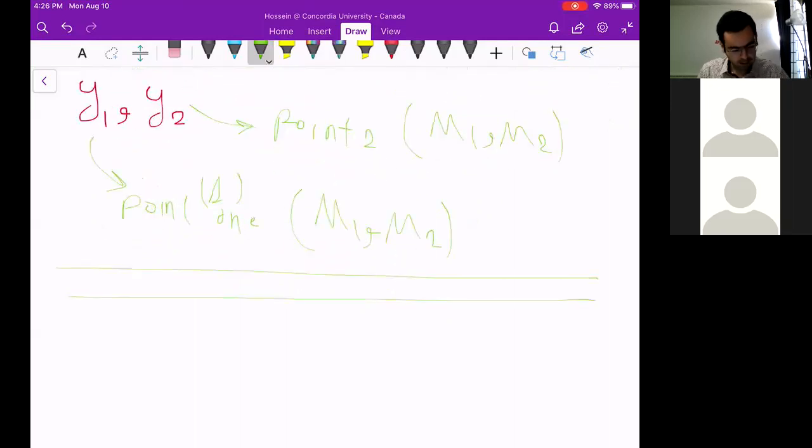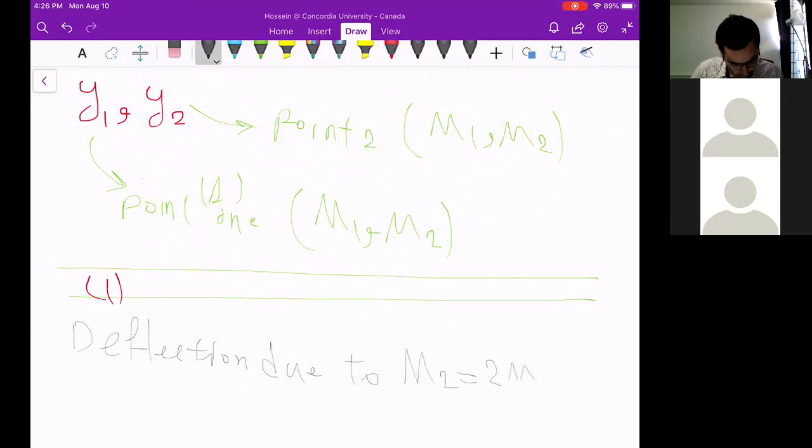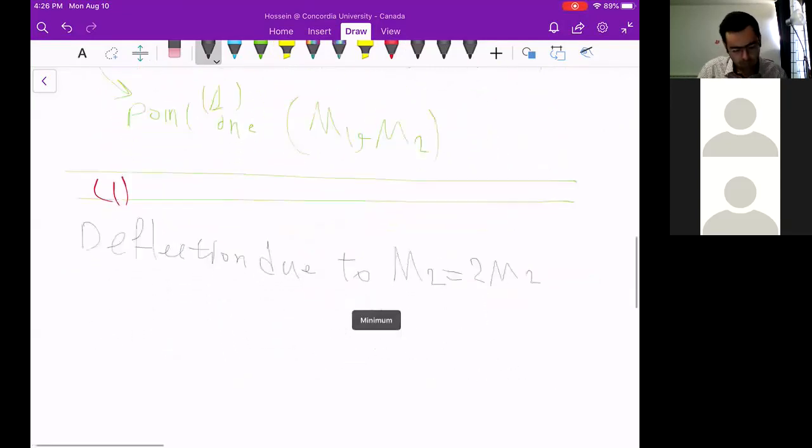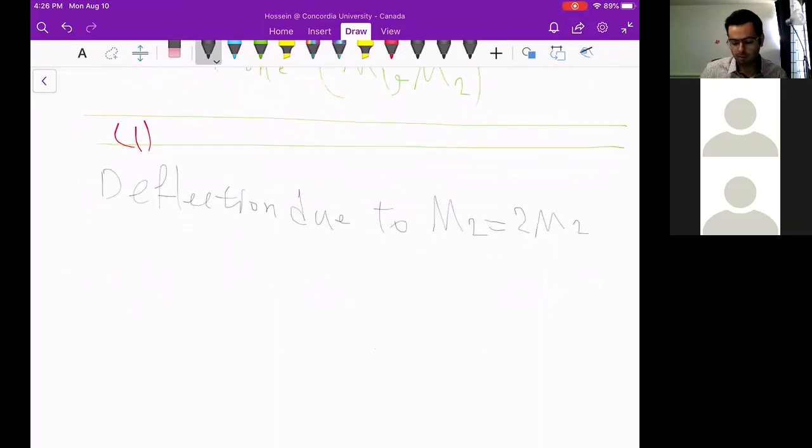Deflection at first mass. So, deflection for the first point: firstly, deflection due to the main mass, which is 2m2. In this case you have to forget the second mass, and all you have is basically a system like this.